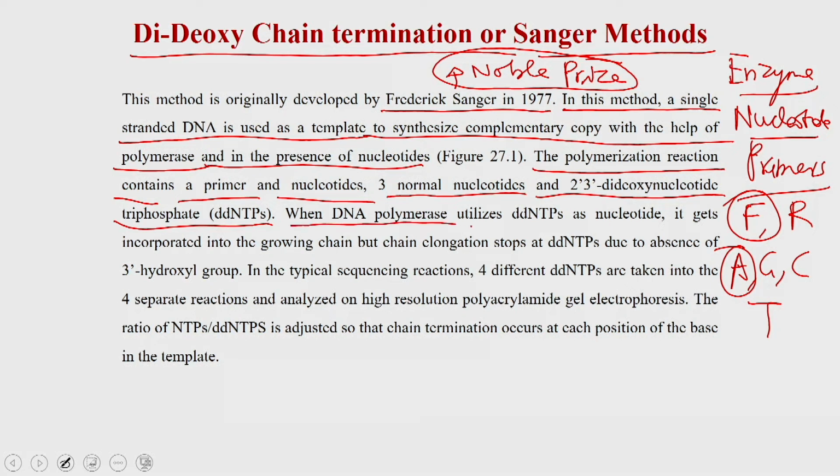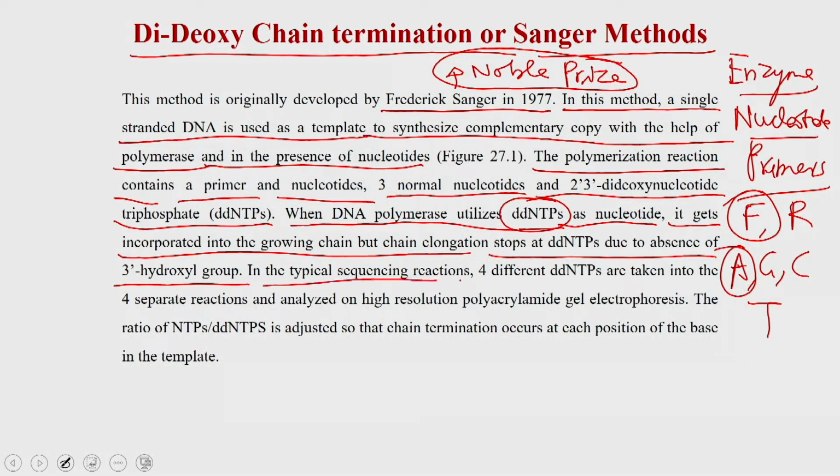So, what will happen is when the DNA polymerase utilizes the dideoxy nucleotide, it blocks the growing chain. As soon as the DNA polymerase utilizes the dideoxy nucleotides, it causes chain termination due to the absence of the 3' hydroxyl group.